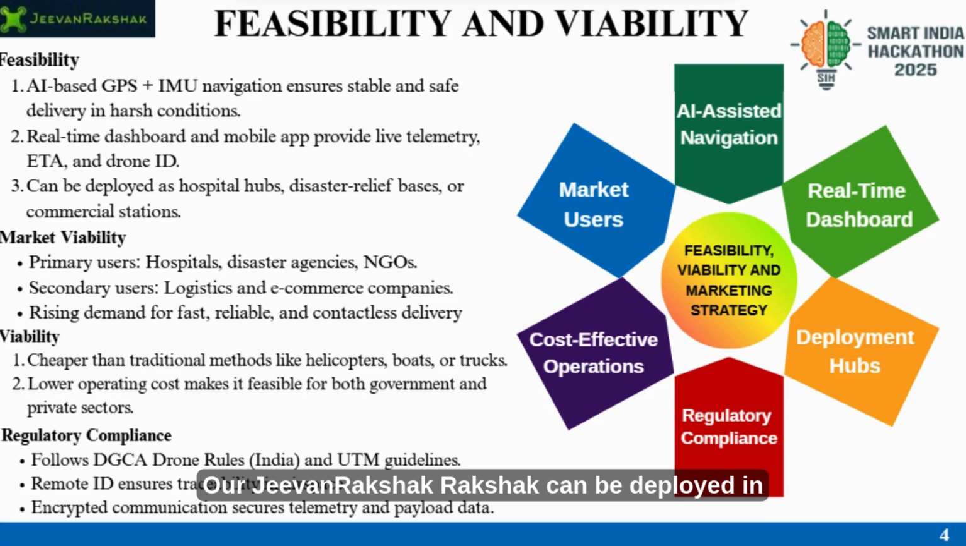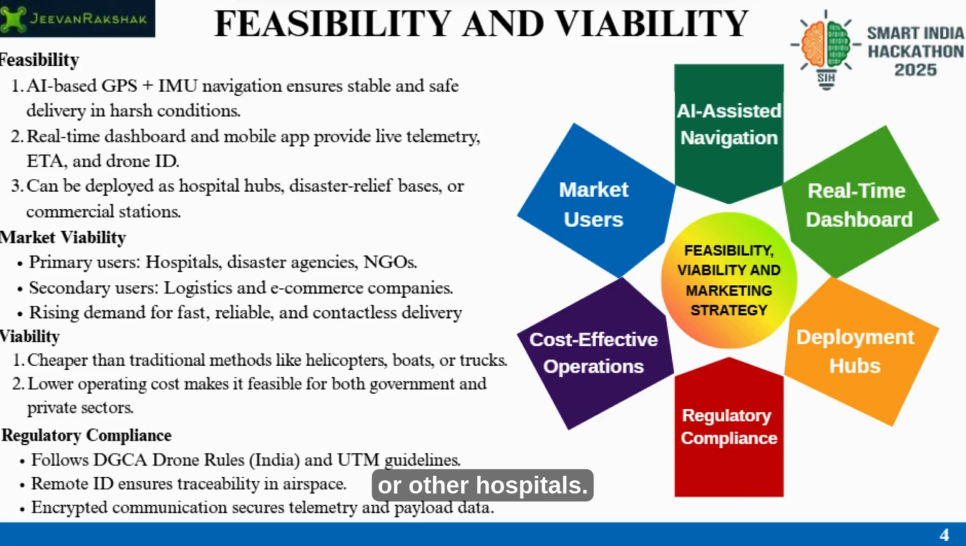Our JeevanRakshak can be deployed in different ways. For example, hospital-based hubs for emergency blood or vaccine delivery to nearby sectors or other hospitals. Disaster relief bases to send food, first aid and rescue kits to stranded populations. And commercial drone stations for e-commerce and last mile logistics, where we can also use drones for delivery.